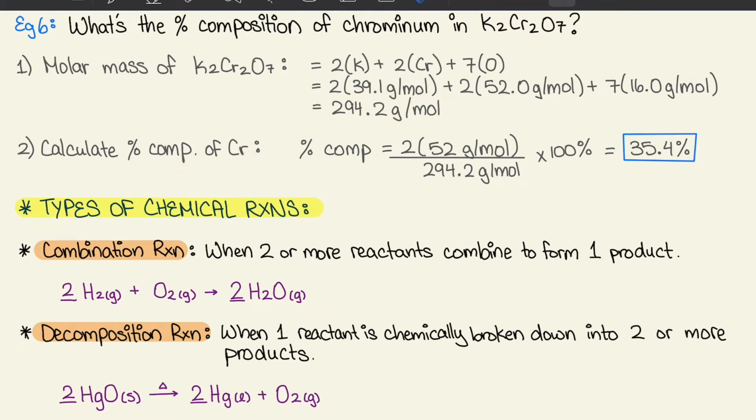And then for step 2, we calculate the percent composition of chromium. So percent comp is equal to 2 times 52 grams per mole, and that's our molar mass for chromium, over the molar mass of the whole compound, that would be 294.2 grams per mole, times 100%, and we get the total value of 35.4%, and that's our final answer.